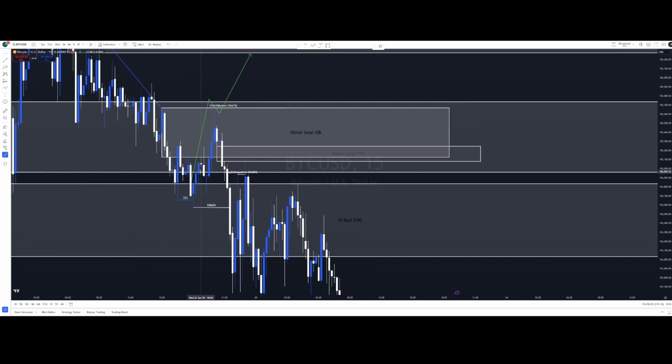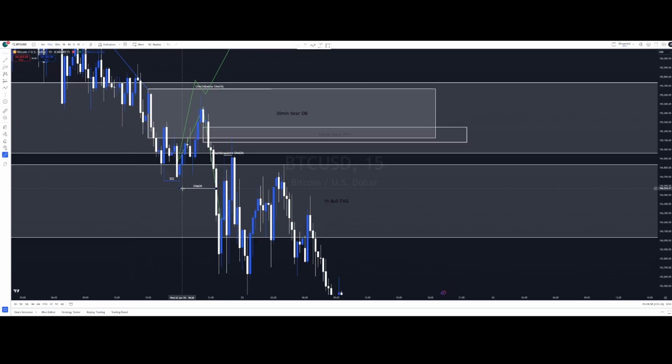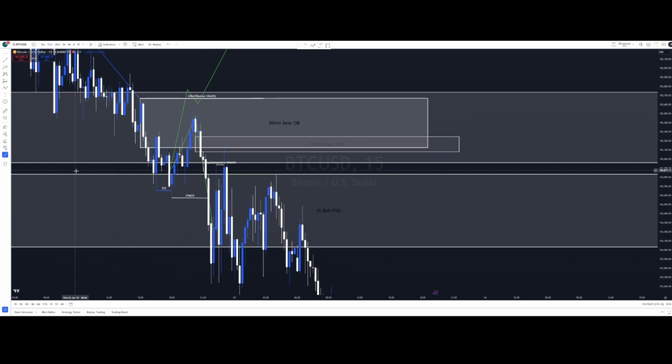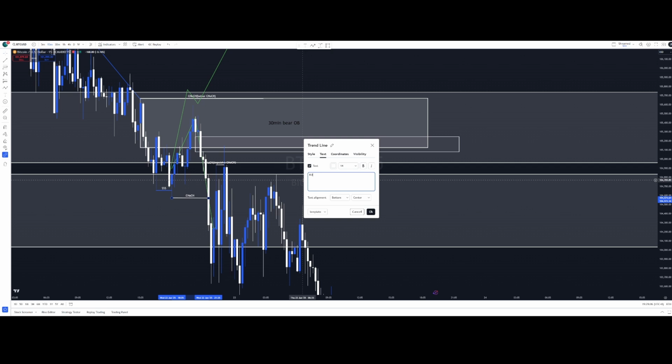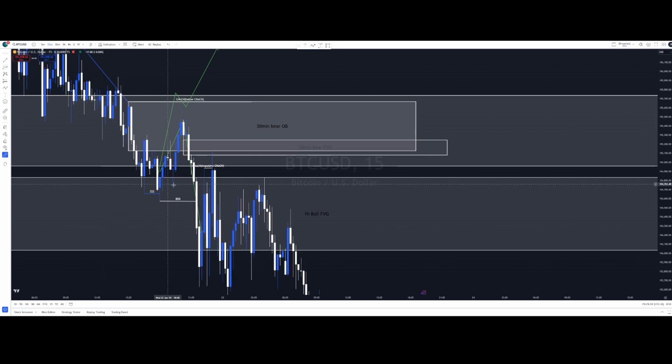Okay, so as you can see, price reacted off this 30-minute bearish order block, came downwards, giving us a change of character beneath the last swing or internal low, right? So that's exactly what happened. So it's either we get a change of character here, or technically this is a break of structure. Another break of structure on the 15-minute time frame. So here we can see a break of structure, right?